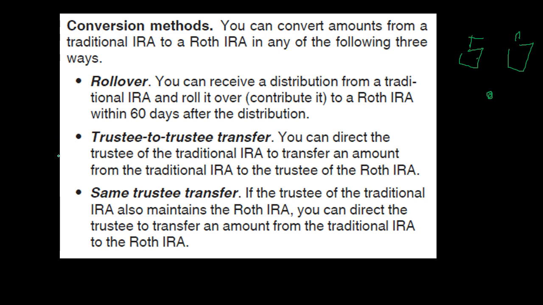Next item, trustee to trustee transfer. You can direct the trustee of the traditional IRA to transfer an amount from the traditional IRA to the trustee of the Roth IRA. And that's probably the safer way to go typically, because there's less confusion between the transfers. So it goes from one directly to the other, and we, the third party, are just directing the transaction. We're not actually receiving the money and then putting it back into another one.